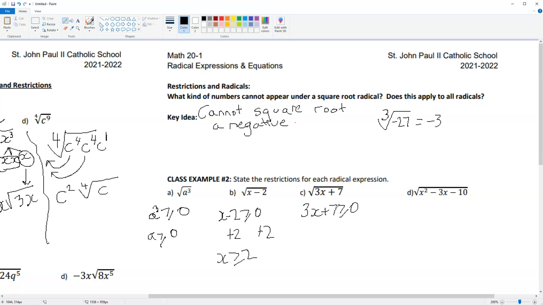Okay, so 3x plus 7 is greater than or equal to 0. I'm going to subtract 7 from each side. That means that 3x is greater than or equal to negative 7. And now the last step is to divide by 3. Now x is greater than or equal to negative 7 over 3. Just make sure that this gets in the brackets. Okay, the last one.